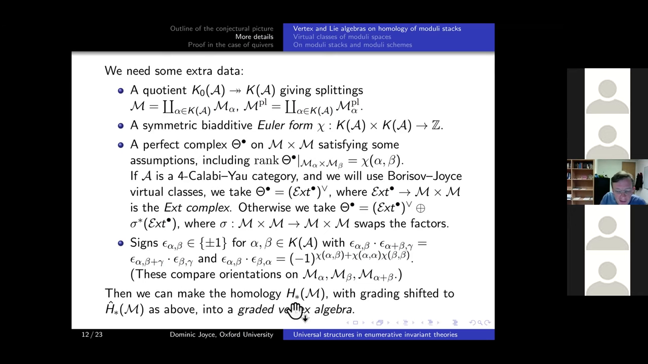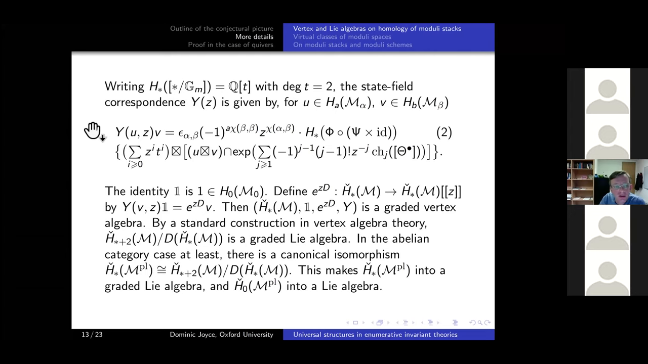Okay, so then we can take the homology H_*(M), and we can shift its grading and make it into a graded vertex algebra. Here's the main part of the vertex algebra structure, the state-field correspondence, and here's an explicit formula for it.